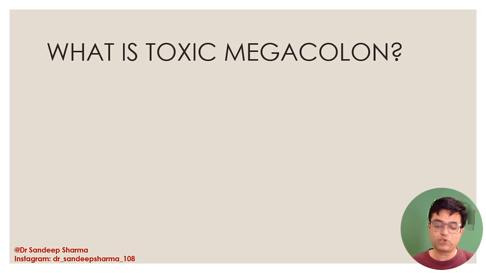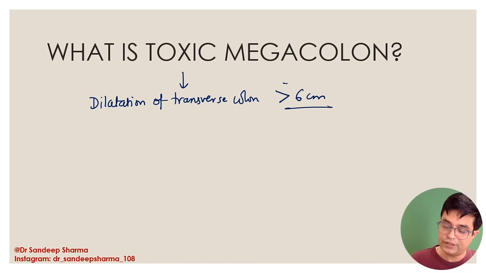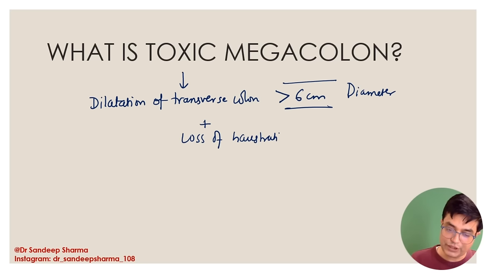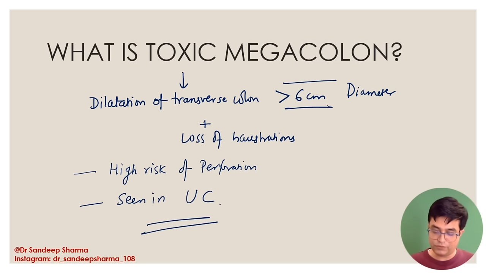And then what is toxic megacolon? Toxic megacolon is when the dilatation of the transverse colon becomes more than 6 cm in diameter along with loss of haustrations. There is a high risk of perforation, and this can occur in untreated patients or severe patients of ulcerative colitis. That is toxic megacolon. So what is the value? More than 6 cm. An MCQ has been asked on this.